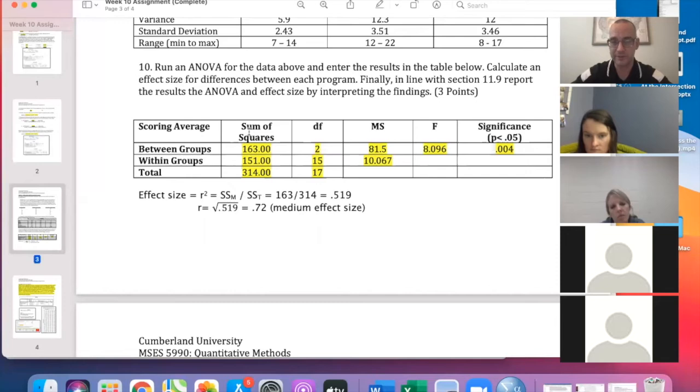SS stands for sum of squares. So it's the sum of squares between groups divided by the sum of squares total. So this 163, sum of squares between groups, divided by the sum of squares total. So 163 divided by 314 is 0.519. We take the square root of that, and that's 0.72.